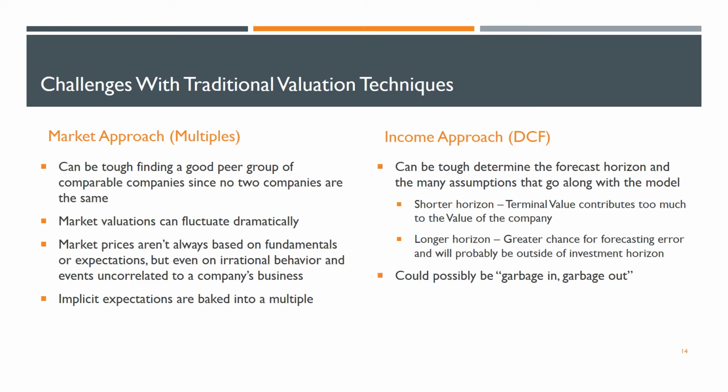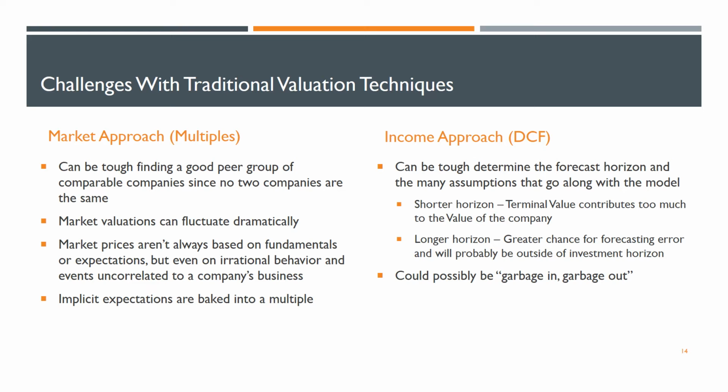So for the market approach, there are times where it can be really tough to almost impossible to find a good peer group. No two companies are alike. In a lot of situations, no two companies are anything alike. Market valuations can fluctuate dramatically. You never know what's going to go on. One day, it's based purely off of fundamentals. Next day, emotions are completely involved. And it's not based off of the fundamentals all the time. Sometimes it's just irrational behavior.